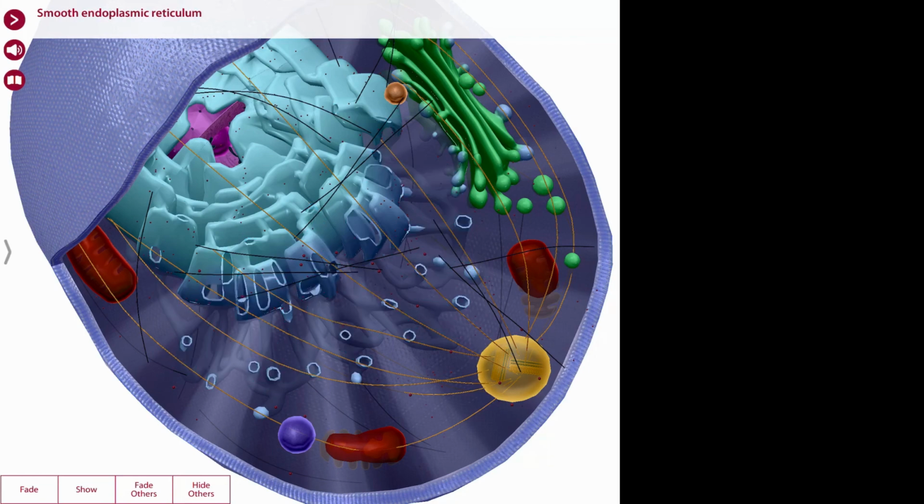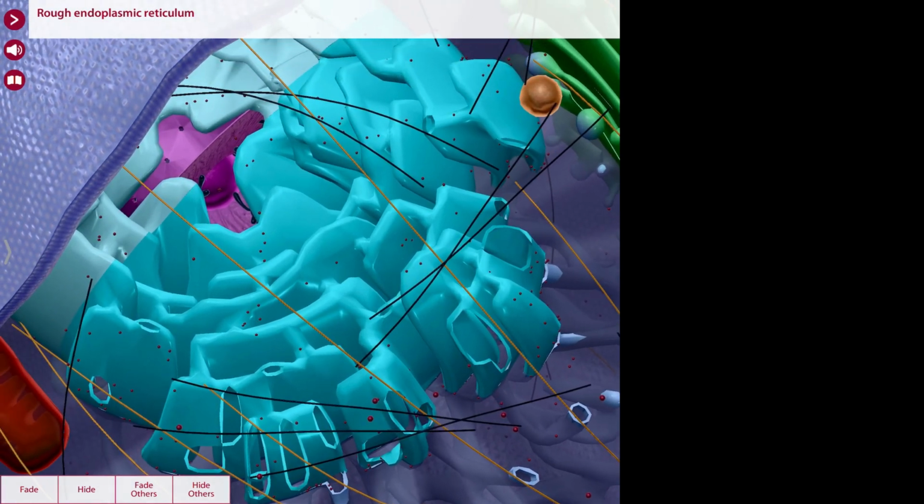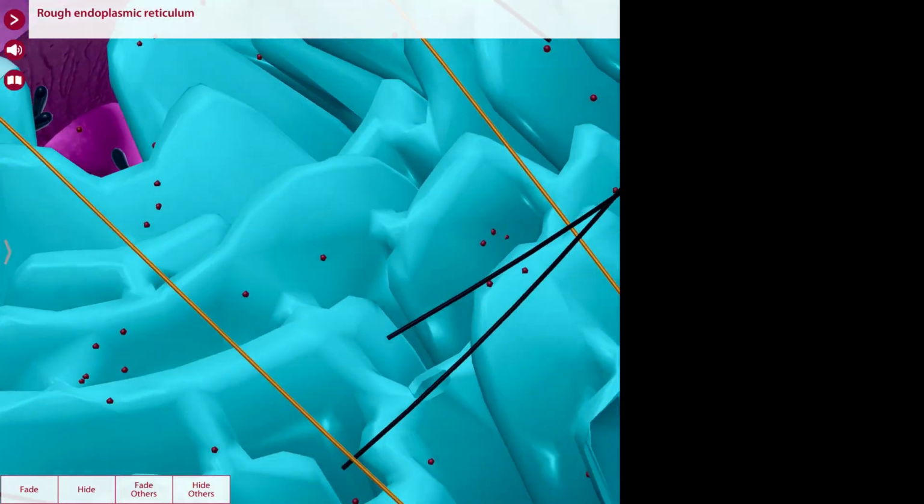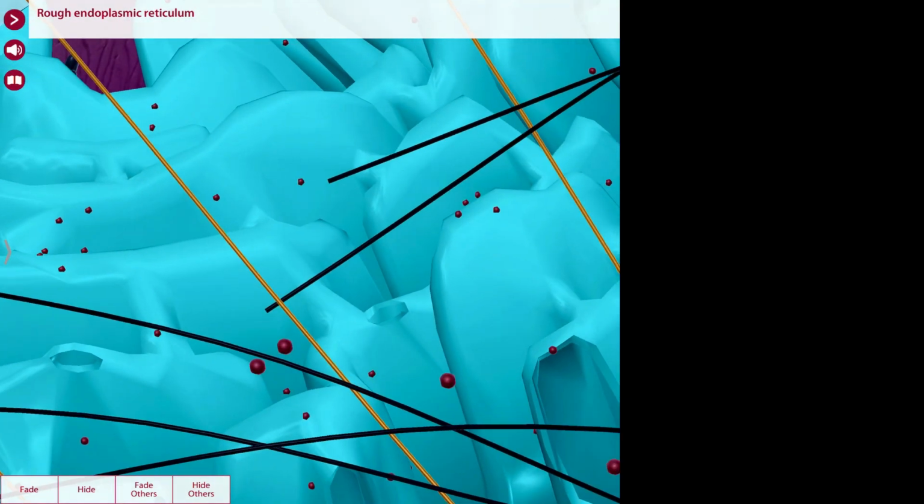When we go past that, we get to the rough endoplasmic reticulum. And you might say, well, why is this called a rough endoplasmic reticulum? Well, when I zoom in, hopefully you can see all those little purple dots on that rough endoplasmic reticulum. That's what makes it rough. And what those purple dots are is those are ribosomes. That endoplasmic reticulum is studded with ribosomes.